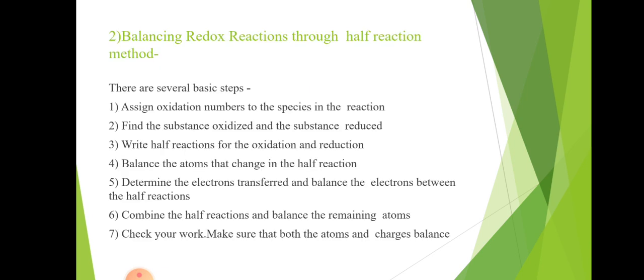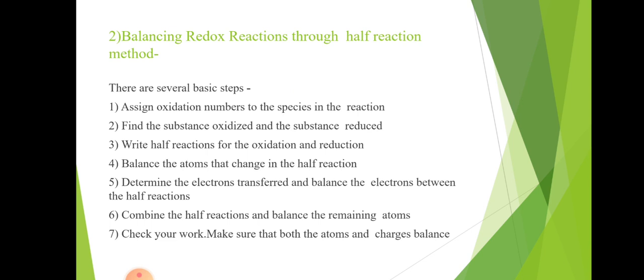Today we will see the half reaction method, also called the ion electron method, to balance a chemical equation. This is the second method to balance the chemical equation, and there are several basic steps, one by one, for balancing the redox reaction.